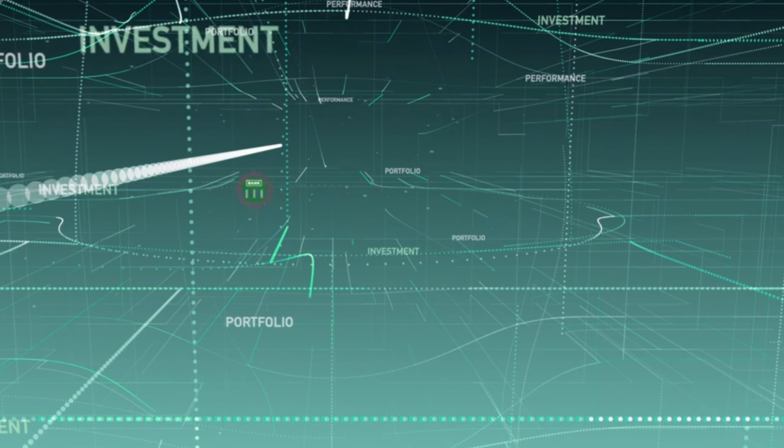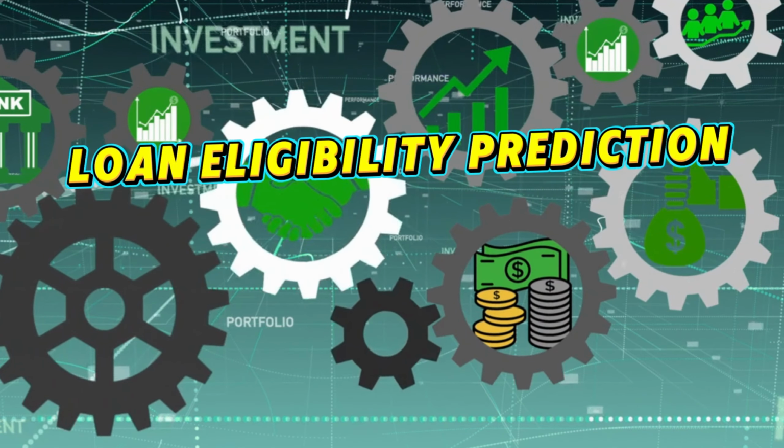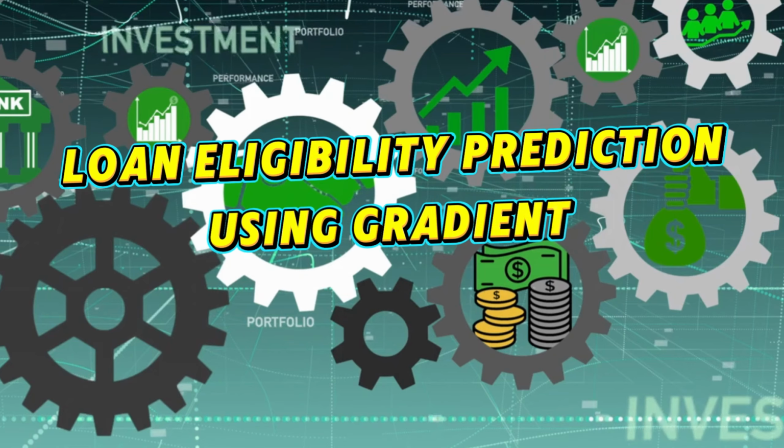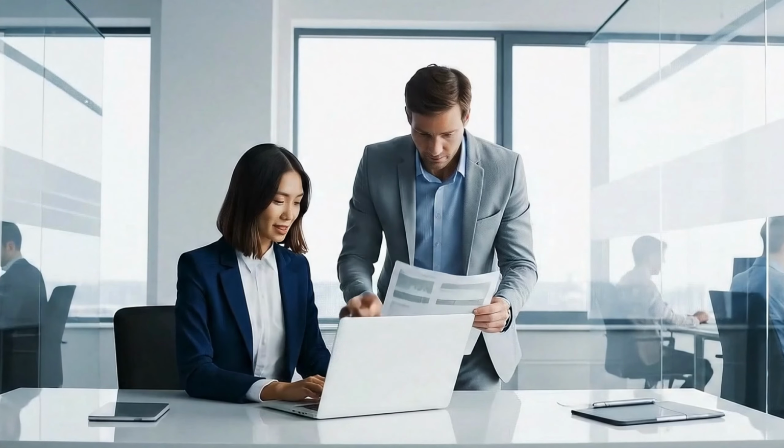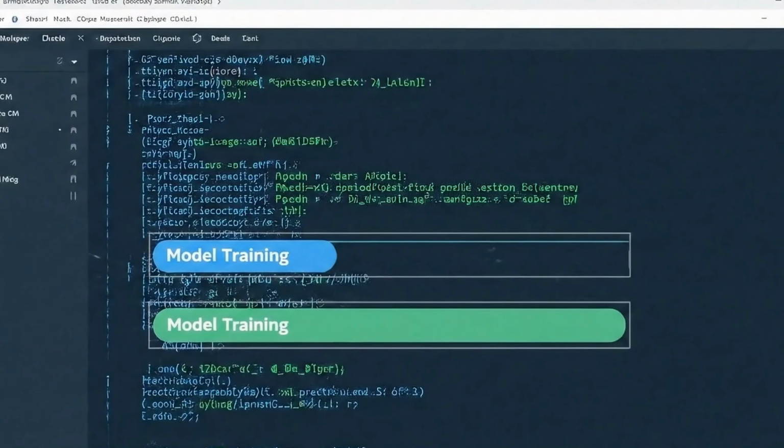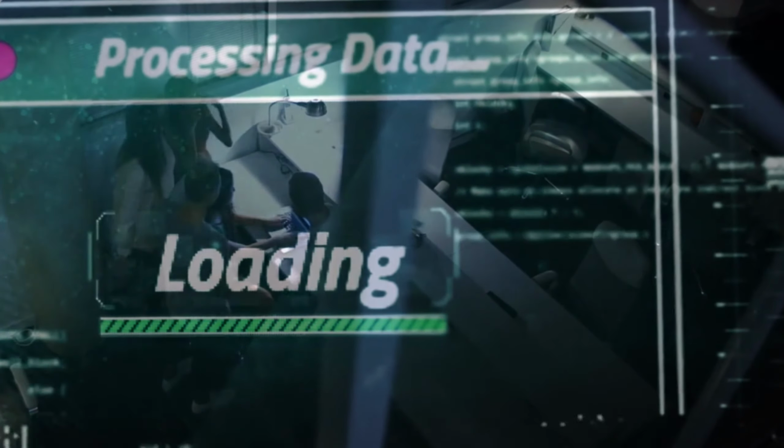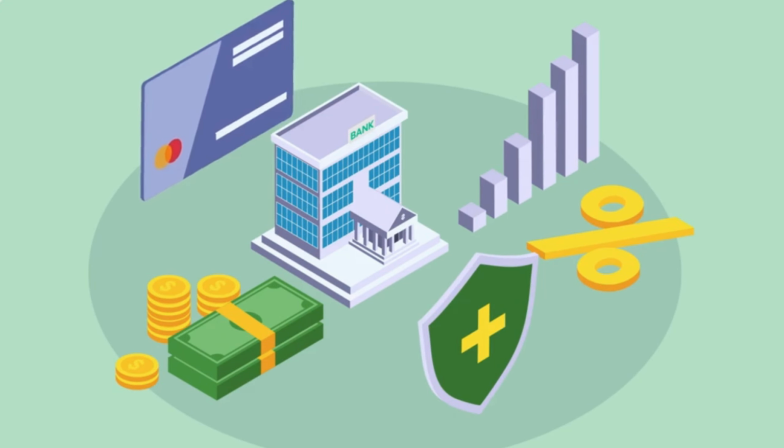Welcome to our project, Loan Eligibility Prediction, using Gradient Boosting Classifier. In this tutorial, we'll use a powerful machine learning model to predict whether someone qualifies for a loan. We'll be working step by step in Google Colab, from loading and cleaning the data to building, training, and testing the model. Let's get started.